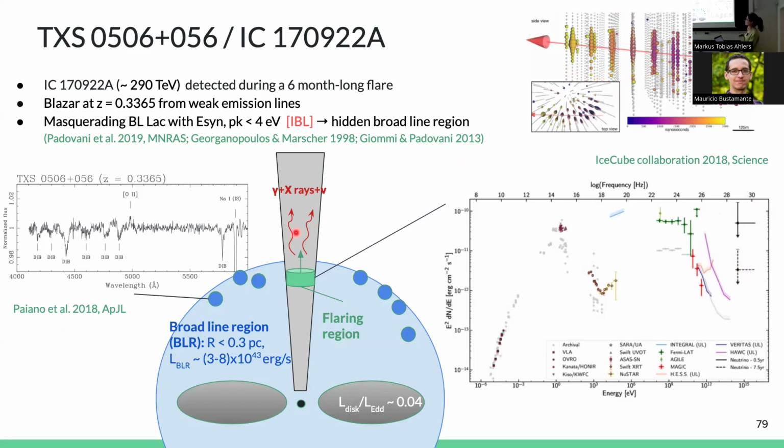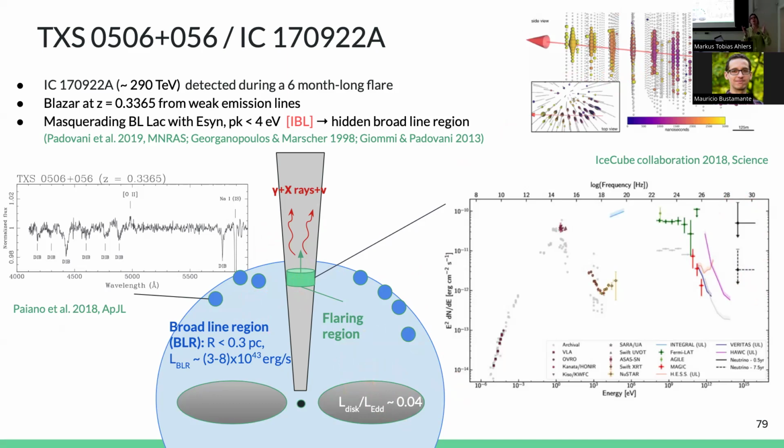This is an interesting source because it has external radiation fields that are important for the modeling, as we said. We also have observational evidence of how high the accretion rate onto the supermassive black hole is. We know how luminous the disk is, or we have a sense of the upper limit.